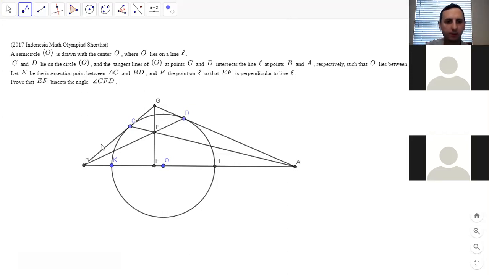So yeah, we could restate the problem. We could let these tangents meet at point G, and then we want to show that GE is perpendicular to AB. One way to do it, you let CD intersect AB. Yeah.